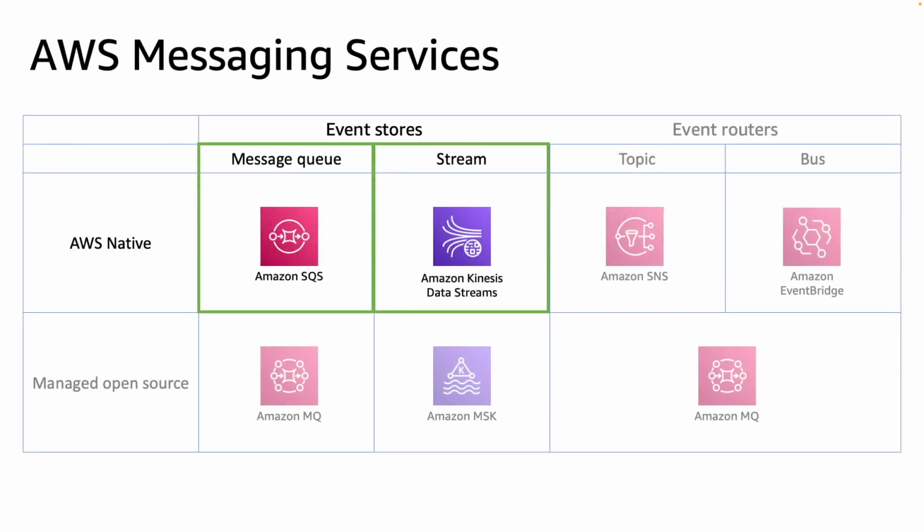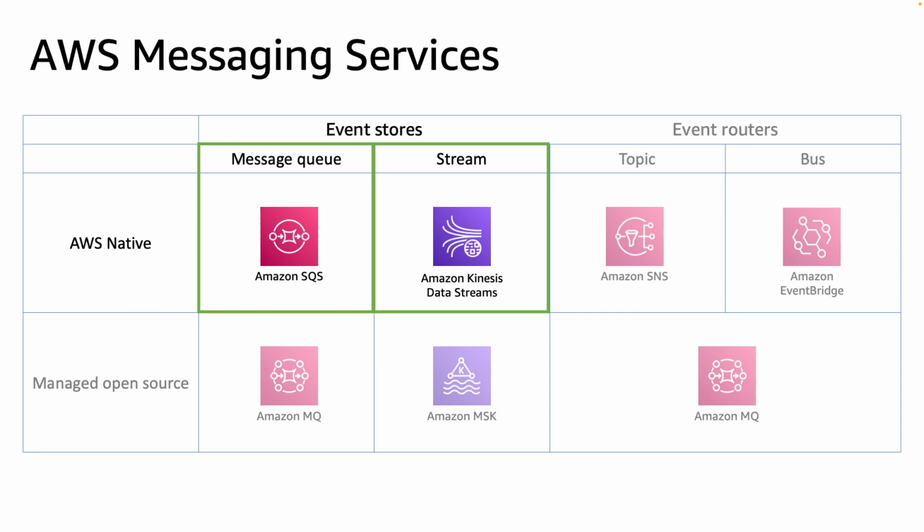Before we start on these two services, let's understand where they sit in the wider AWS services space. If you look at it, they are part of the AWS Messaging Services. AWS Messaging Services are divided into two categories: AWS Native Services and Managed Open Source Services. The difference is that AWS Native Services are developed internally by AWS, so they are proprietary to AWS.